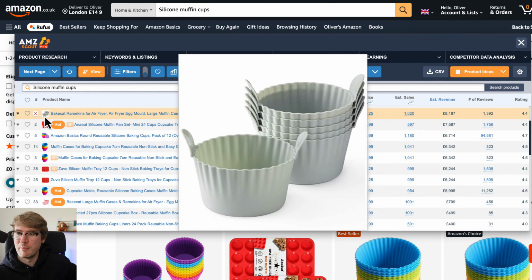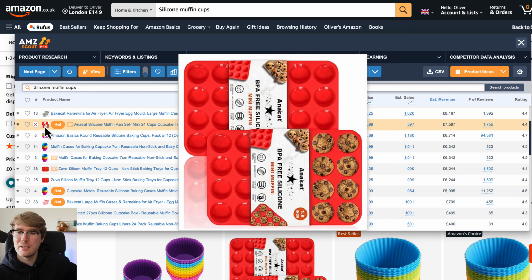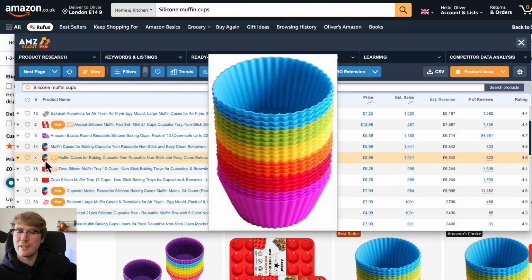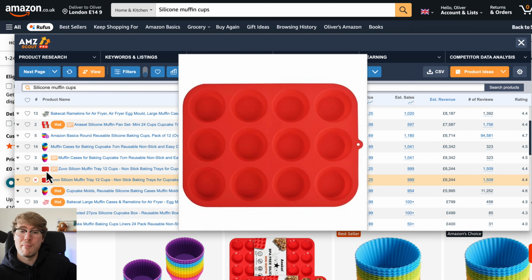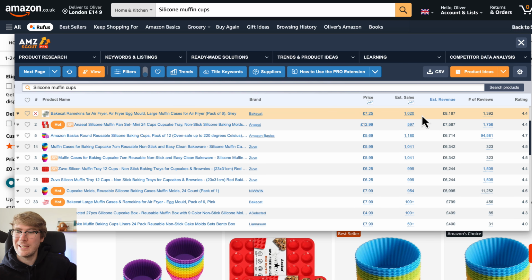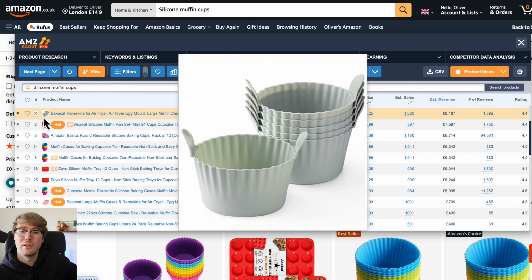We want to have a look at the competitors. So how many of our competitors then are selling the right thing that we want to sell and are making at least 3k a month? Well, I'd count that as one. They're making £8,000 a month.